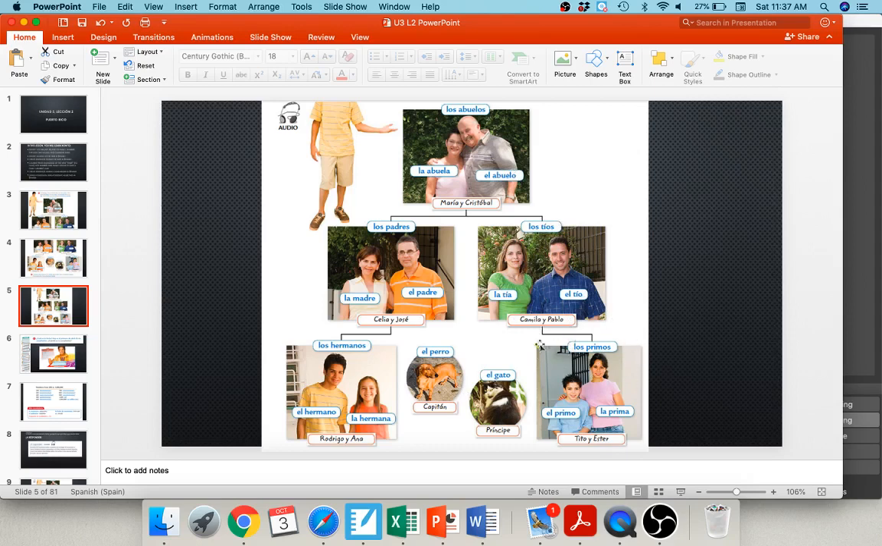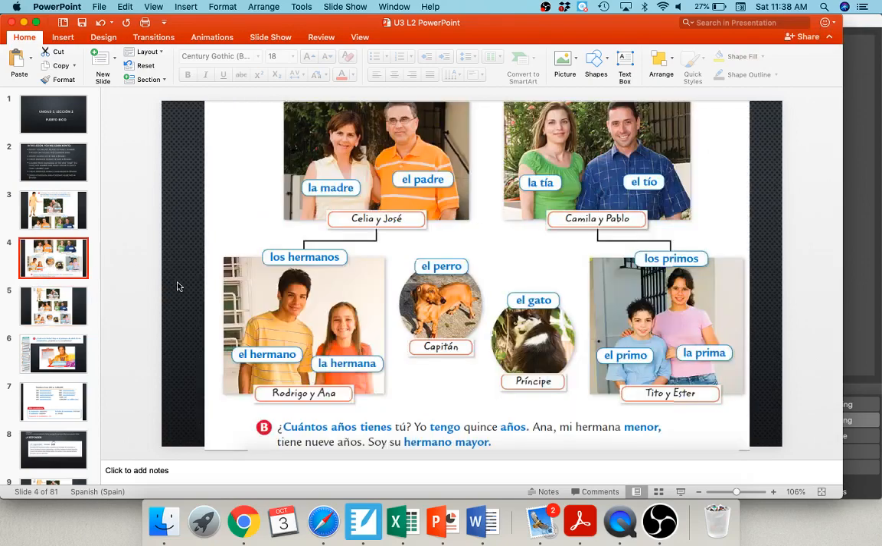Down below, we have los primos, the cousins, los primos. So the children of your aunts and uncles, your cousins, los primos. And you have Tito, who is el primo, the male cousin, and Esther, who is la prima, the female cousin. So you can see them there. As you look up here at the top as well, you see los abuelos, the grandparents. Maria is la abuela, and Cristobal is el abuelo.